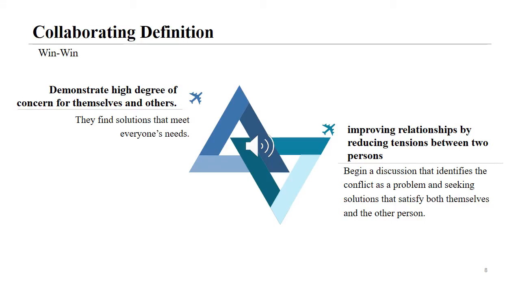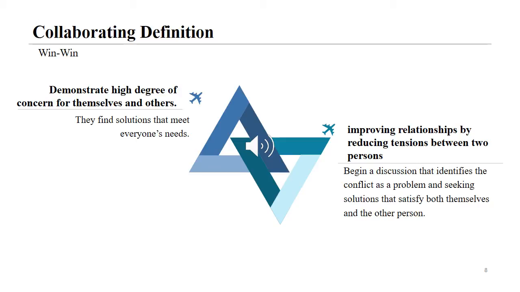The last conflict style is collaborating. Collaborating seeks win-win solutions, and collaborators demonstrate a high degree of concern for themselves and others. They try to find solutions that meet everyone's needs. An example during my practicum was my mentor making cookies with children. Everyone wanted to measure the flour.